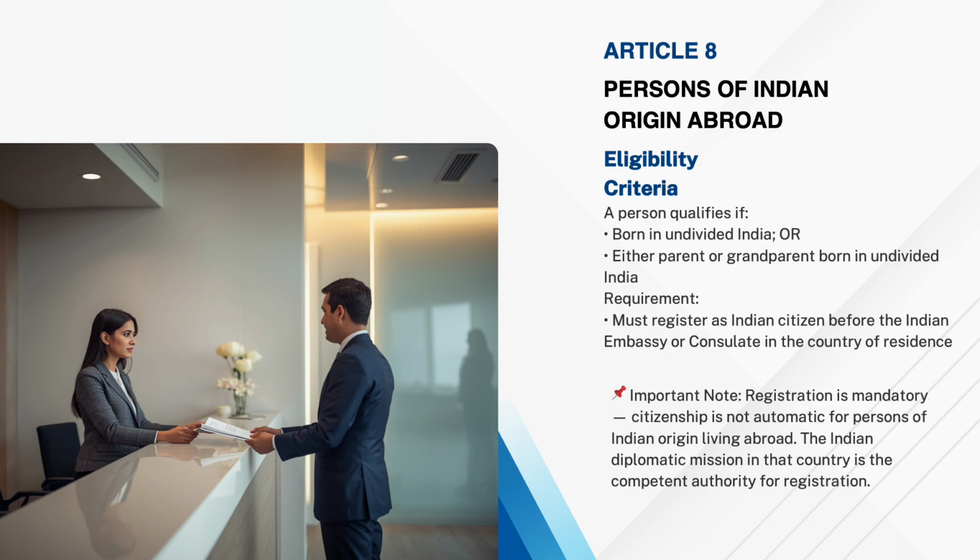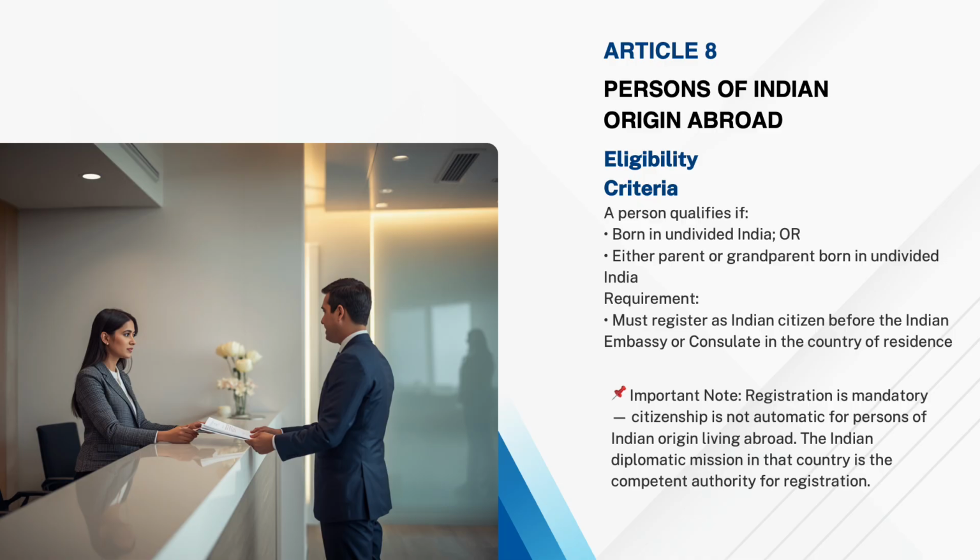Article 8 is for persons of Indian origin abroad, which means a person whose origin is India, but he is not in India. He's somewhere outside of India, but his origin is India. That is what we mean by persons of Indian origin. Okay? And they're abroad, which means they're not in India. So, eligibility criteria for those people, again, this rule is only for people at the time of the commencement of the Indian Constitution, okay?